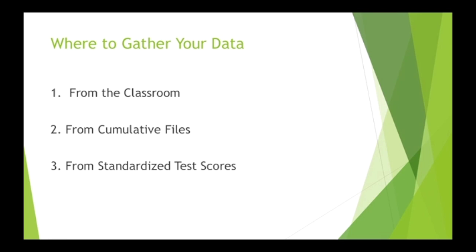Number 2, from cumulative files. From a child's cumulative files, you can sometimes see a dramatic change at a specific point during the child's school journey. Number 3, from standardized test scores. Standardized test results, along with other data such as in-class assignments and observation, should be used when making instructional decisions.